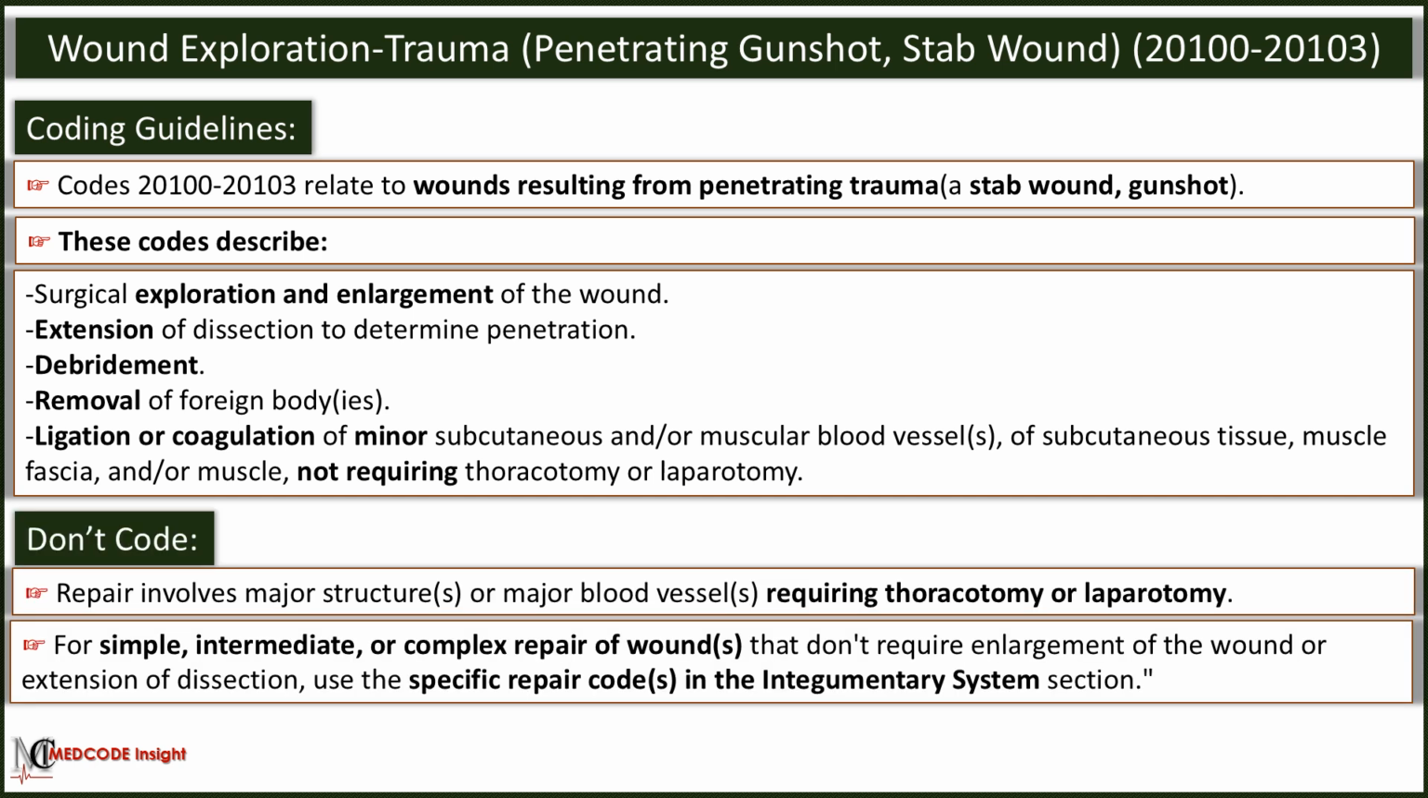Don't use wound exploration codes 20,100 to 20,103 if the surgeon repairs major structures or major blood vessels requiring thoracotomy or laparotomy. In such cases, those specific codes would supersede the use of codes 20,100 to 20,103. To report simple, intermediate, or complex repair of wounds that do not require enlargement of the wound or extension of dissection, use the specific repair codes in the integumentary system.